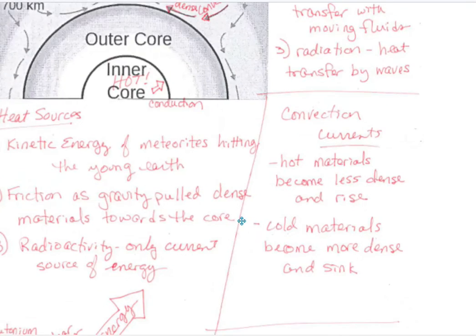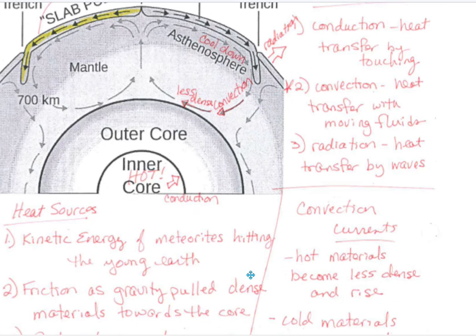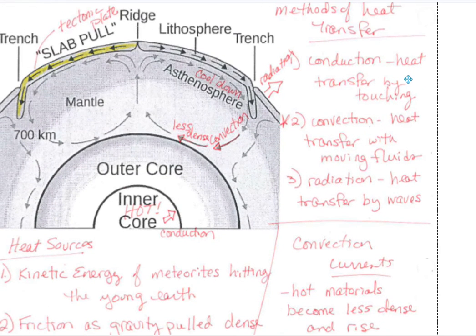So let's talk about the 3 different methods of heat transfer first. Conduction, heat transfer by touching. So the inner core is touching the outer core, that's conduction. Frying an egg on a frying pan, the egg's touching the frying pan, that's conduction.